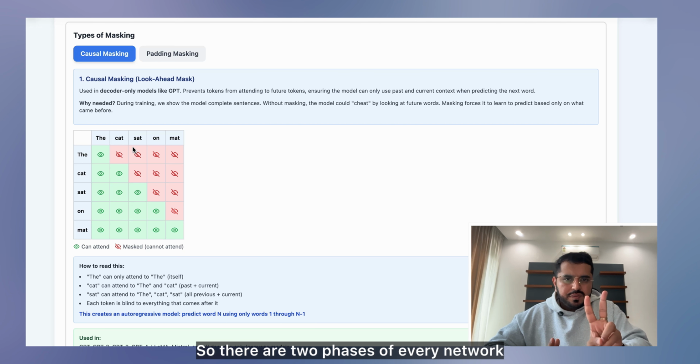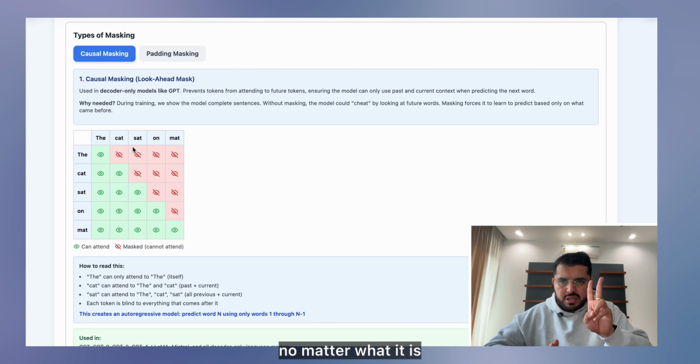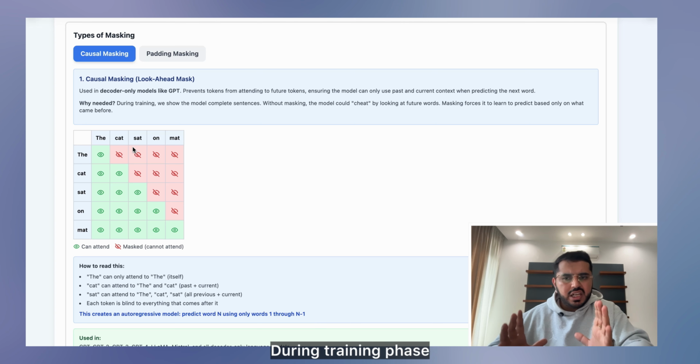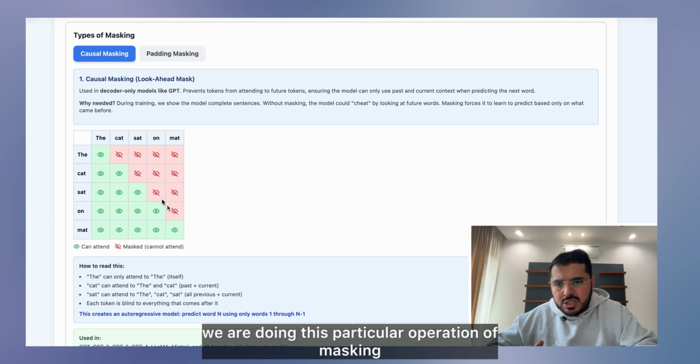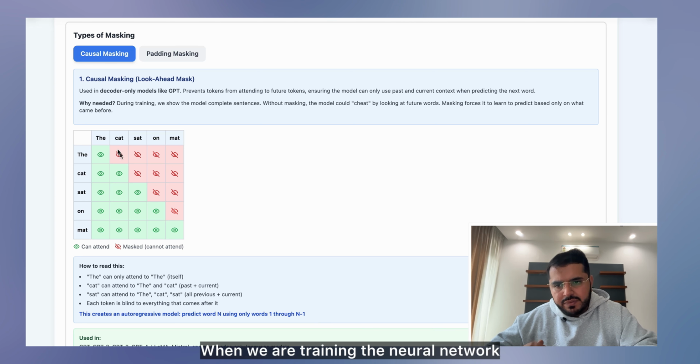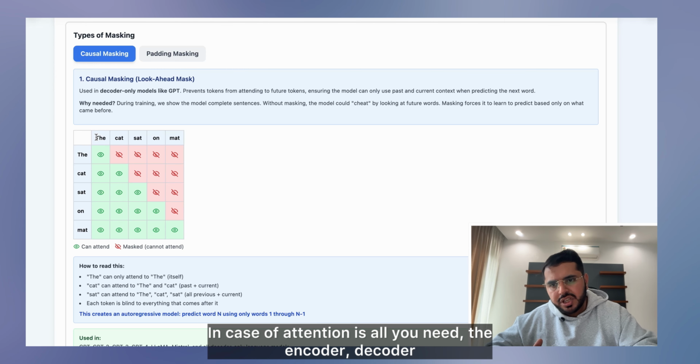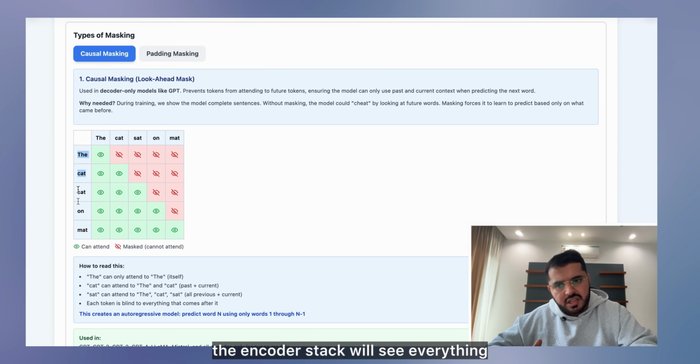There are two phases of every network, no matter whether it is a transformer or a neural network: the training phase and the inference phase. During the training phase, we do this particular operation of masking. When we are training the neural network, we are hiding the upper triangular matrix. In the case of Attention Is All You Need, the encoder stack will see everything, but the decoder stack will not see this.